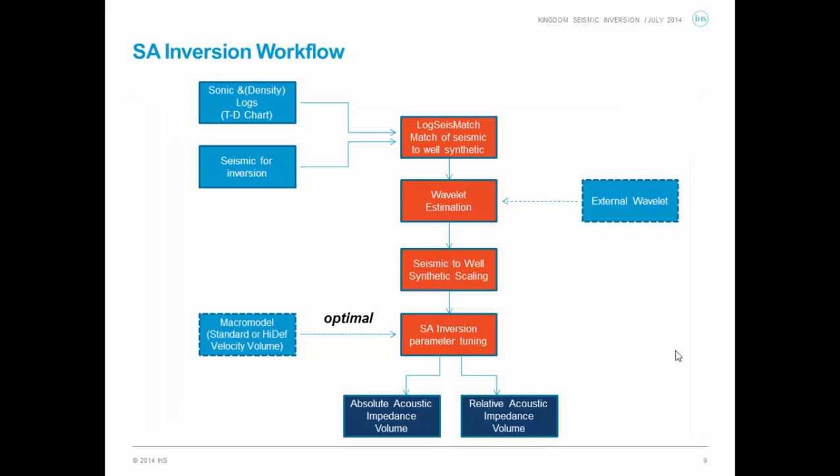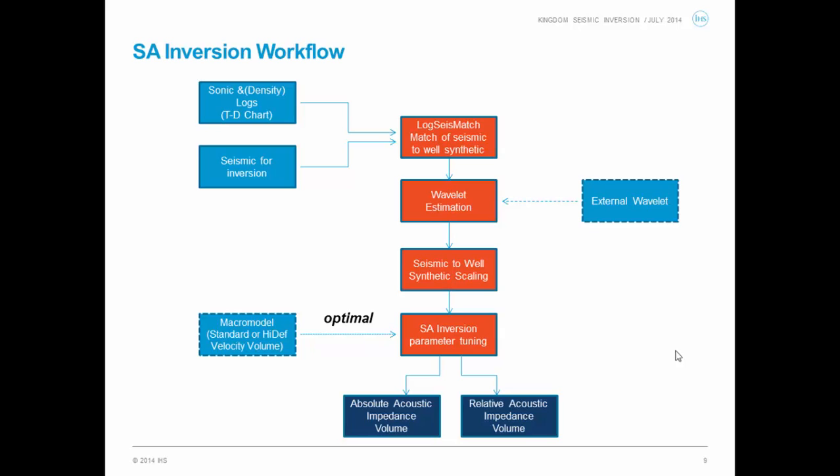The workflow through the software is quite straightforward. Inputs are shown in blue boxes, the different processes involved are the red boxes. First of all, we select a sonic log and a time depth chart for a well. If we have a good density log, that can be selected too. Otherwise, we use Gardner's equation to generate the density from the sonic. We also select the stack volume for inversion.